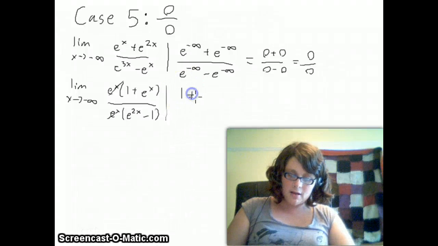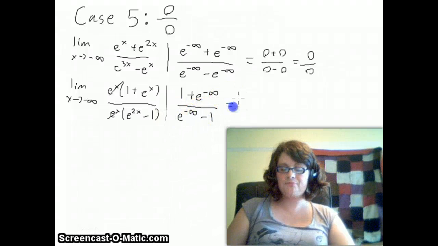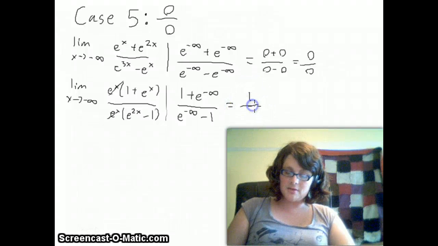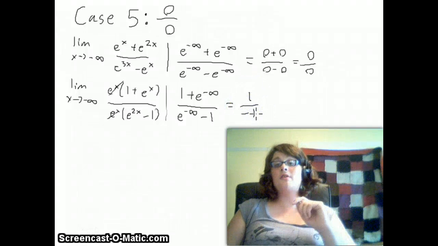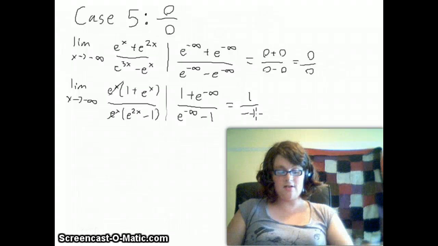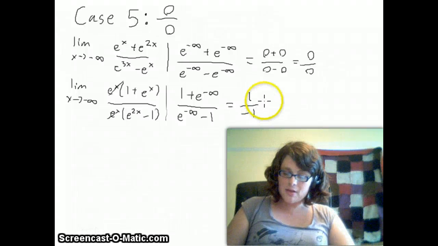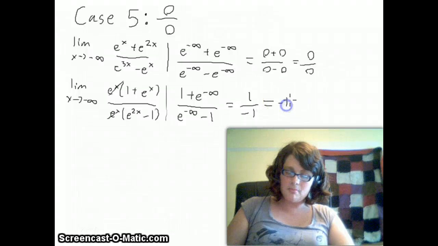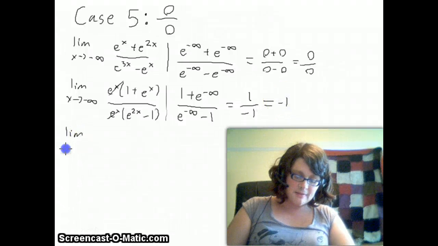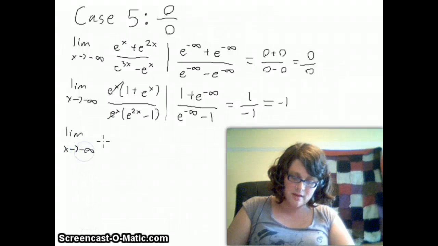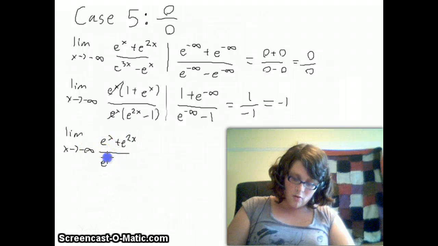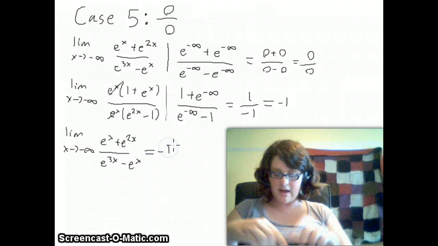So when we plug in again, we get 1 plus e to the minus x, all over e to the 2x, which is still e to the minus infinity, minus 1. E to the minus infinity is 0, so this is really 1 over negative 1. Now 1 over negative 1 is a case 1 situation. It's a non-zero number over a non-zero number. So this limit is going to give you minus 1. So the limit, as x goes to minus infinity, of e to the x plus e to the 2x over e to the 3x minus e to the x is in fact equal to minus 1.